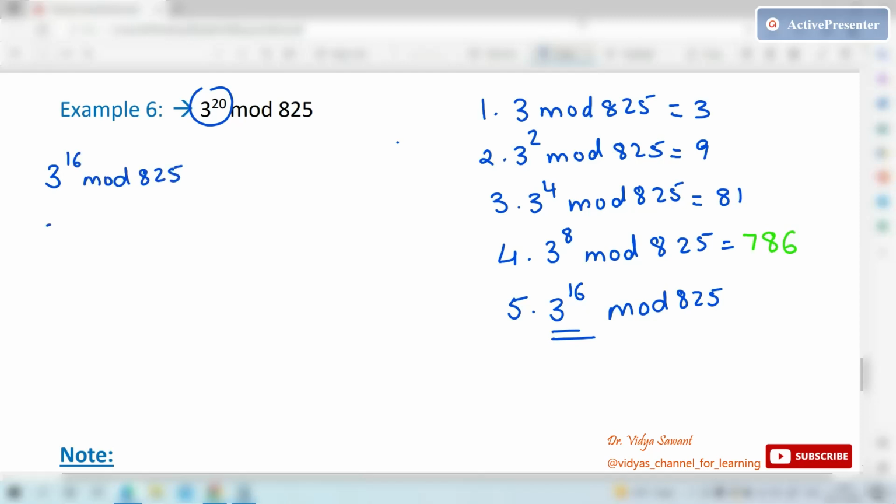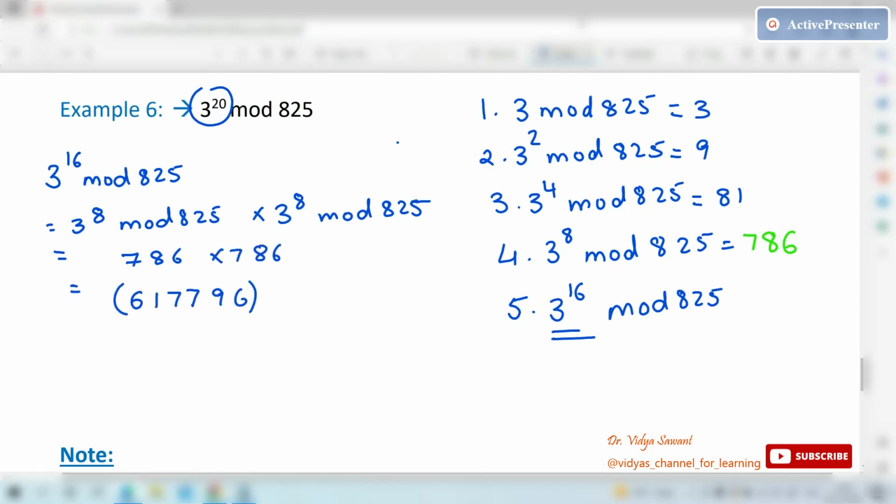So 3 raised to 16 mod 825 can be represented as 3 raised to 8 mod 825 into 3 raised to the power of 8 mod 825. What is the answer of 3 raised to 8 mod 825? 786. If you multiply these two, you'll get the answer as 617796.